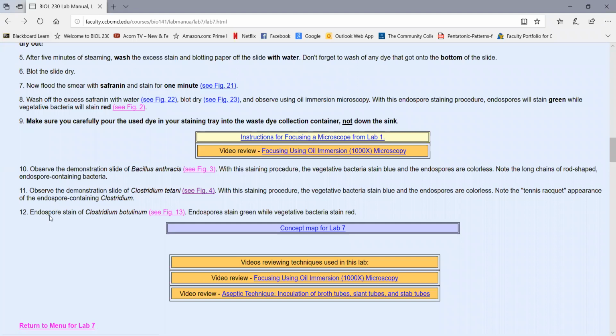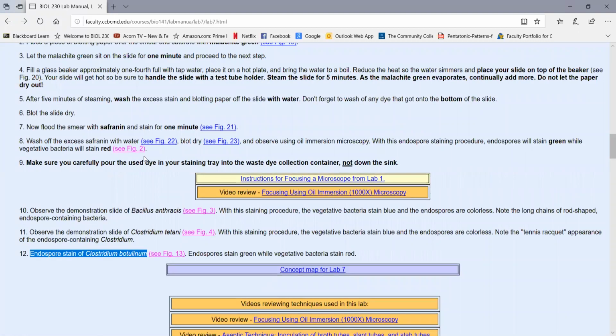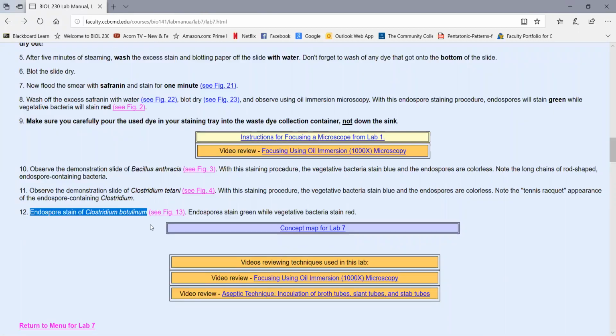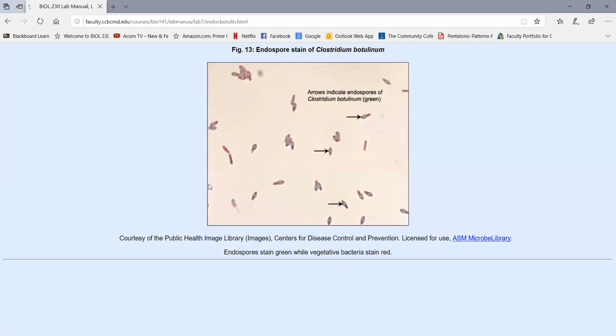And we don't have a slide of this to show you, but we have a picture online showing the endospore stain of Clostridium botulinum using the same staining procedure that we used on the Bacillus megaterium up in step 1. We see that in figure 13, where again the vegetative cells stain red and the endospore stain green. And again, we see that nice tennis racket shape or club shape of the genus Clostridium.